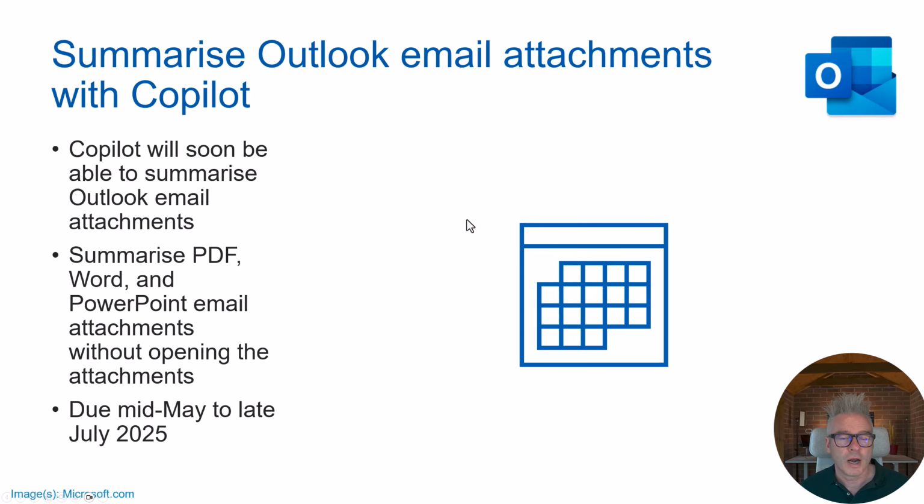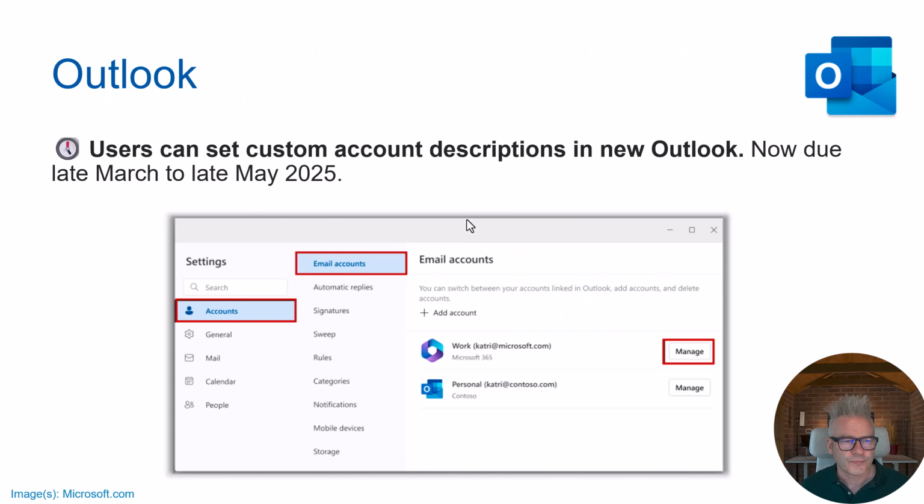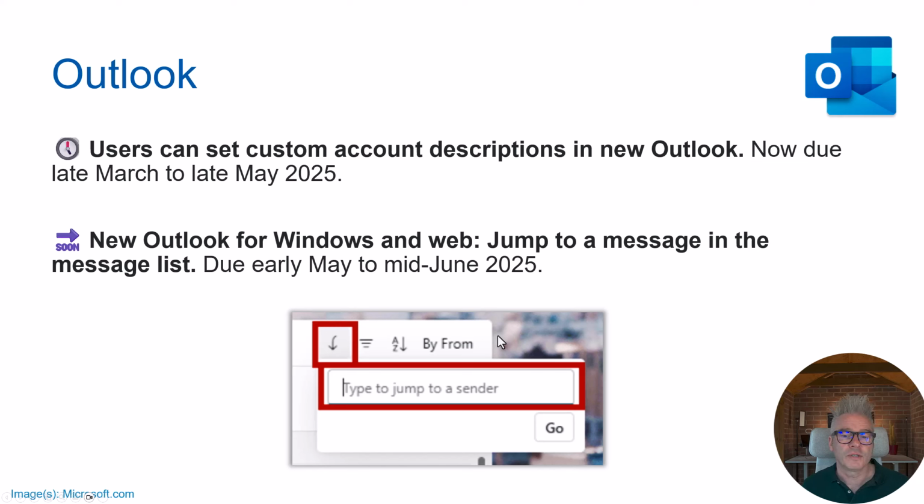Mid-May to late July. Some bite-sized updates. You can see this clock here. The clock tells you that this is delayed by some period of time. Users can set custom account descriptions in new Outlook. It might be you have multiple accounts for whatever reason, and you want to give them different names so they're easier for you to identify. New Outlook for Windows and Web: jump to a message in the message list. This is early May to mid-June. You can see here that I'm filtering, and I just want to jump to, say, Tracy, and I can just jump down to that person's emails or whatever it is I'm filtering on at the time.